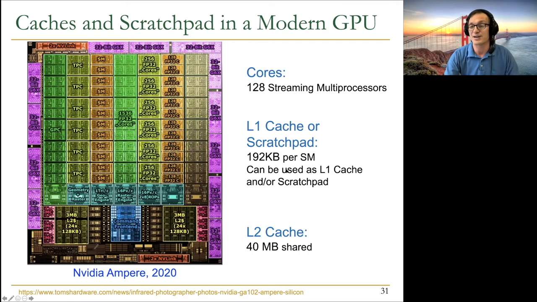So the L1 level has 192 kilobytes of memory per streaming multiprocessor. It can be used as L1 cache and/or scratchpad, depending on what the programmer chooses. And the programmer can choose this on a per kernel basis. So the programmer can decide whether hardware manages it or they manage it. That's nice, basically. There's an option. Nice in the sense that expert programmers can decide what they need to do.